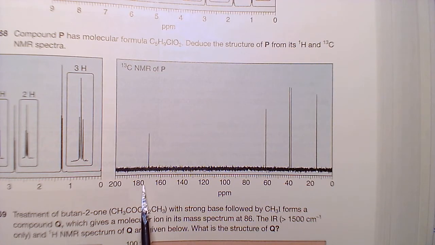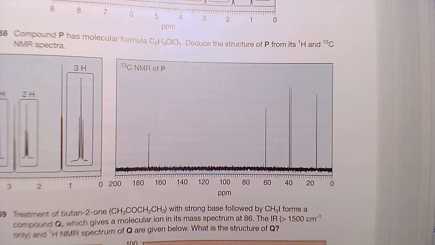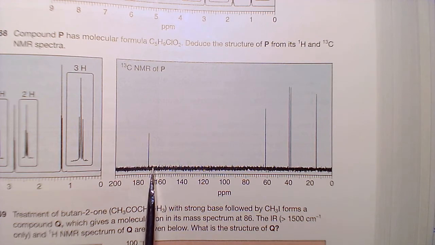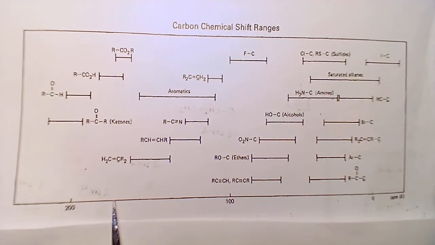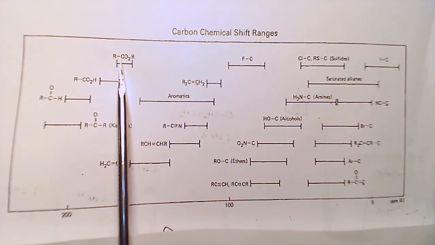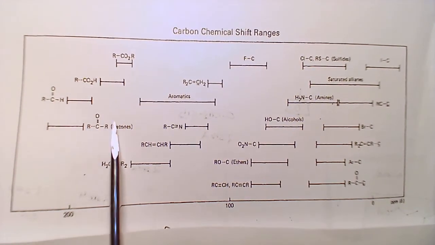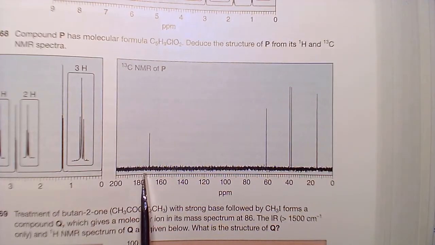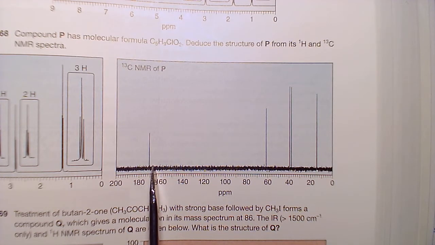And notice the chemical shift value. It's about 172 parts per million. Well, based off chemical shift tables, what comes down at 170 parts per million? Well, the chemical shift table says down here, our carbonyl carbons come down here. So we'd expect that there is a carbonyl in this molecule based off this one peak here.